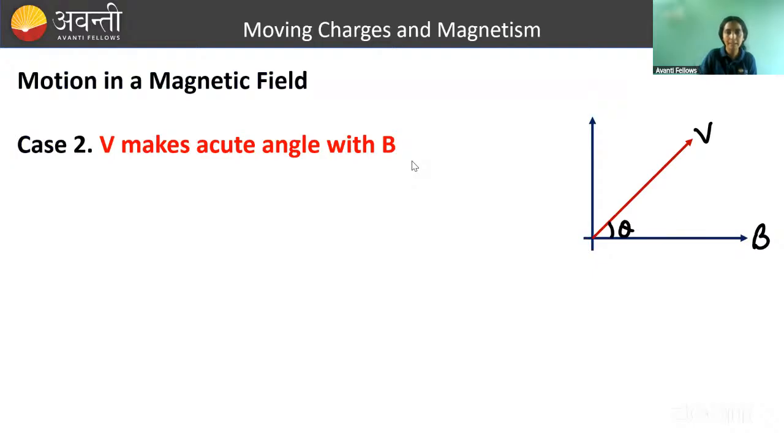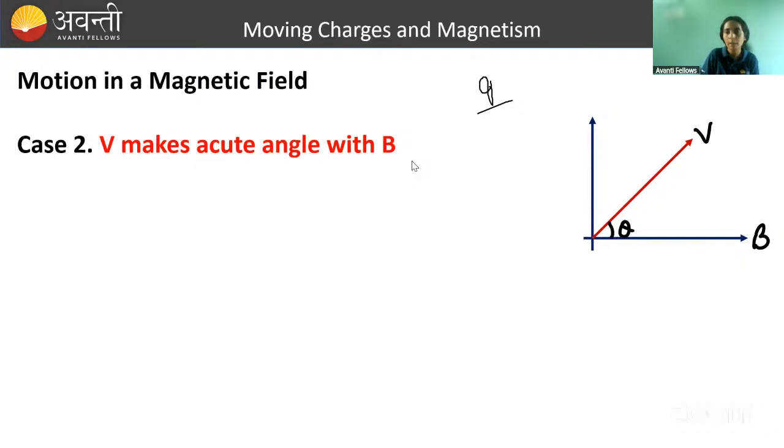So now let's take a case, ठीक है. Now let's take a case where velocity is not perpendicular to magnetic field. There is a charged particle moving in a magnetic field, but velocity is making angle theta with the magnetic field, like this. So let's talk about it. अब आप ध्यान से देखना.